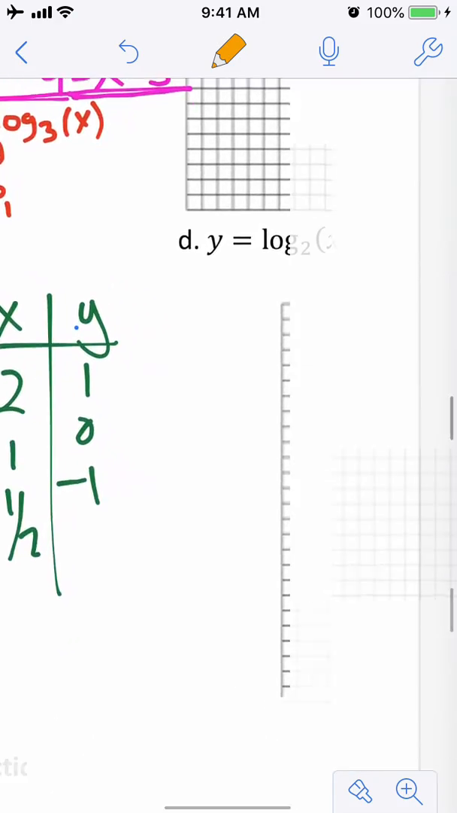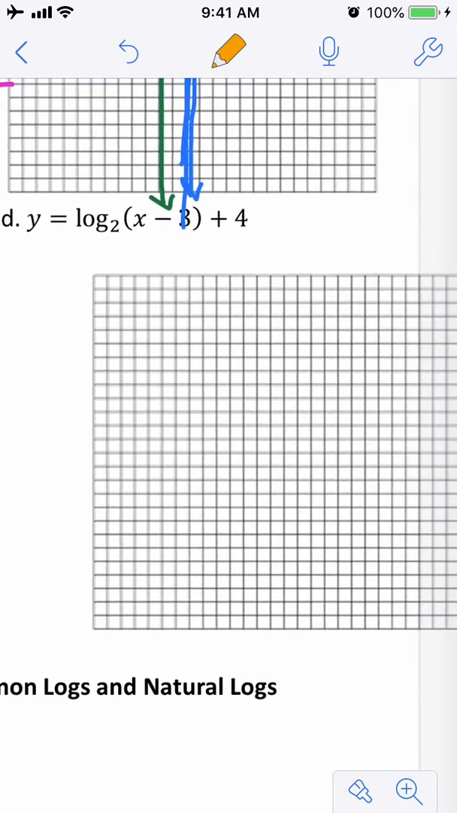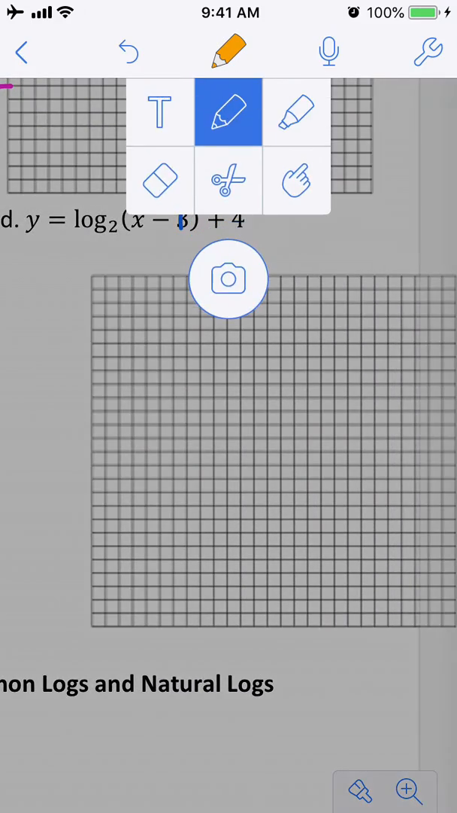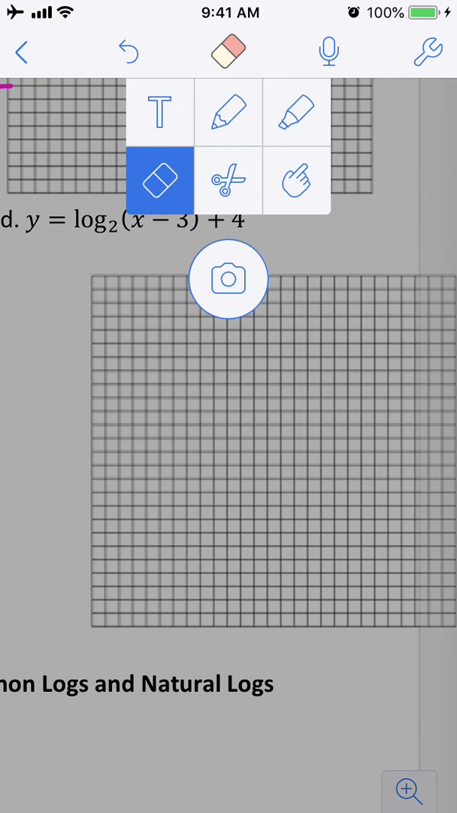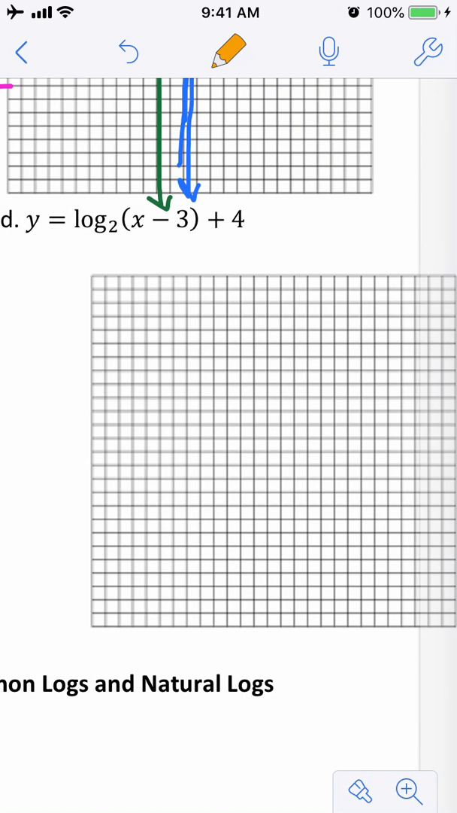Last but not least, we're going to apply multiple transformations. So what does this one say? Well, it's hard to read because I wrote over it. There we go. It says, take the parent function and do what? Well, what's the parent function? Is it log 2x minus 3, and then I have to add 4 to it? Is it log 2x plus 4, and then I subtract 3? It's neither, actually.